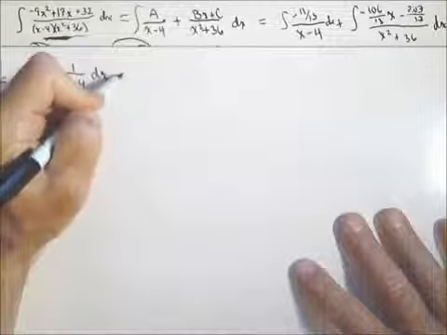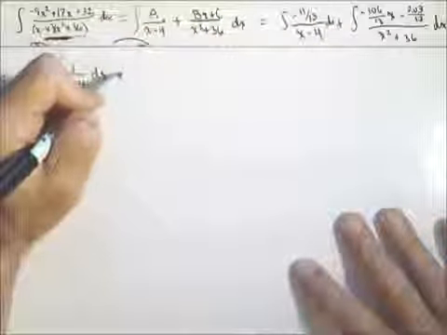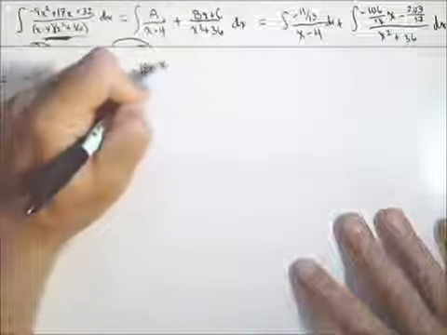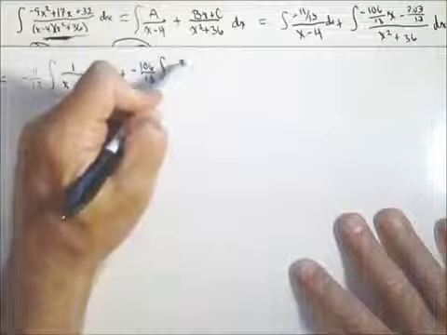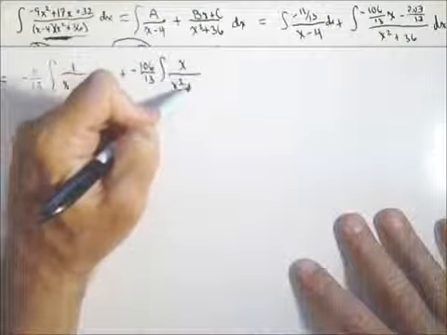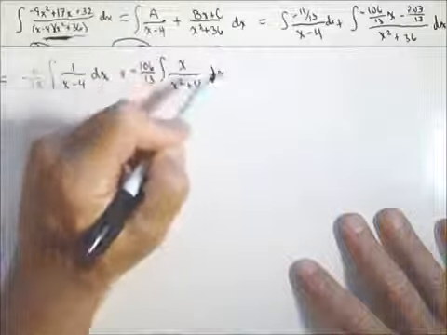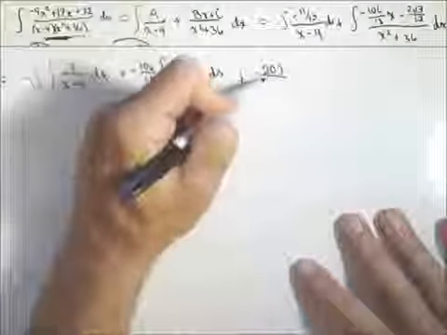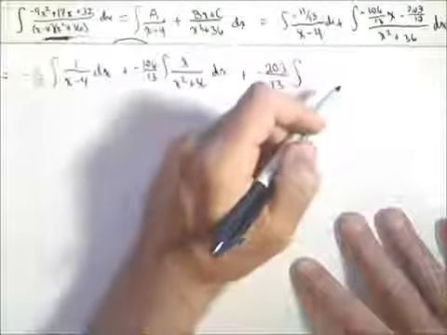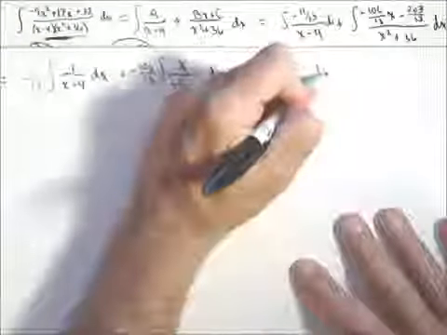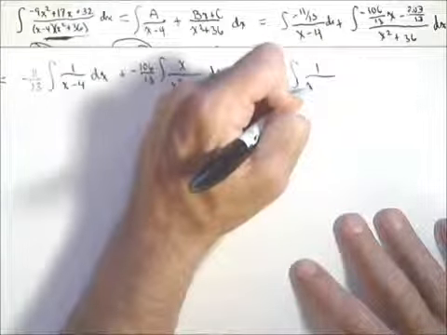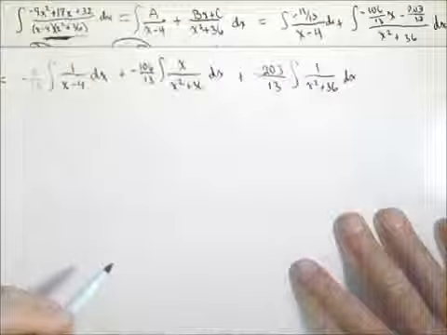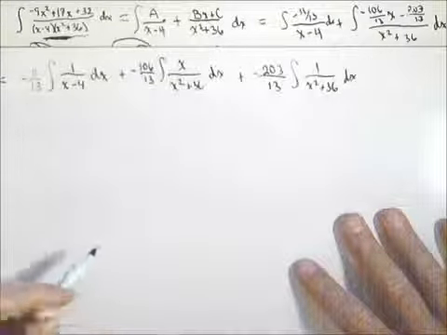So the first one, and I'm going to pull out the constant, so plus negative 106 over 13 times the integral of x over x squared plus 36 dx, plus negative 203 over 13 times the integral of 1 over x squared plus 36 dx. The constants are messy, but these integrals are not bad.